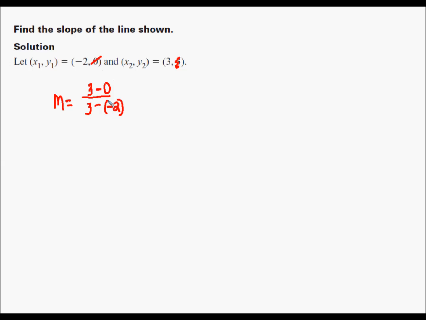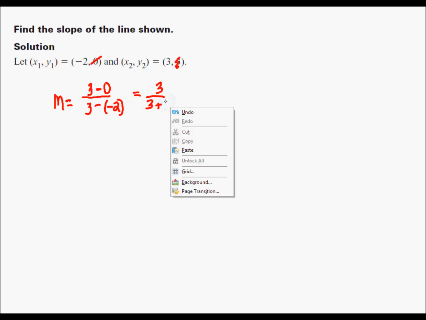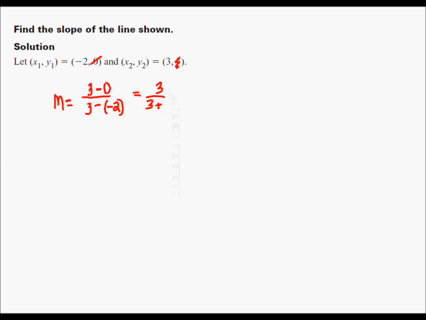Anytime I have a negative number that comes after a subtraction sign, I'm going to put it in parentheses. 3 minus 0 is equal to 3. 3 minus -2 is the same thing as 3 plus 2. And that's equal to 3/5. So the slope between these 2 points is 3/5.